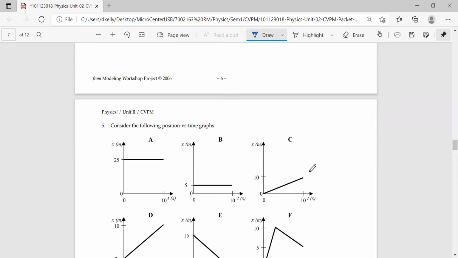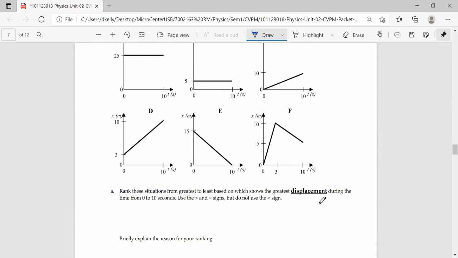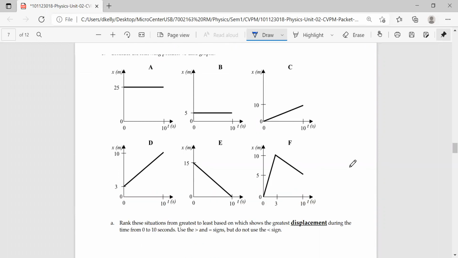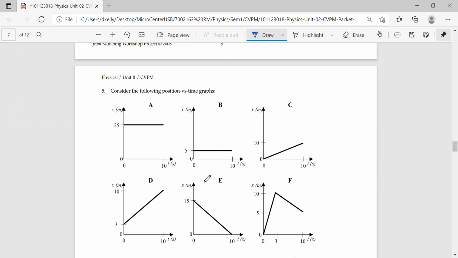Okay, so consider the following position versus time graphs. What we're going to do is rank these situations from greatest to least based on which shows the greatest displacement during the time from 0 to 10 seconds. Use greater than and equal signs, whenever the less than sign. First of all, let's find the displacements and then group them together.